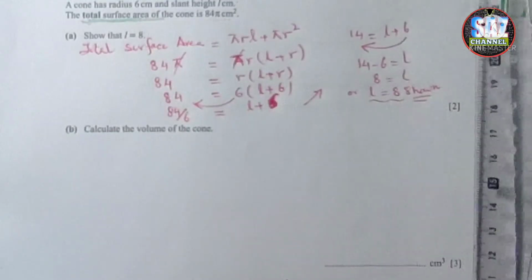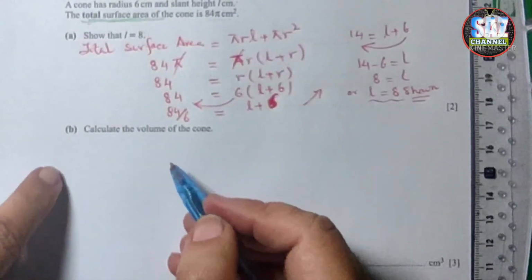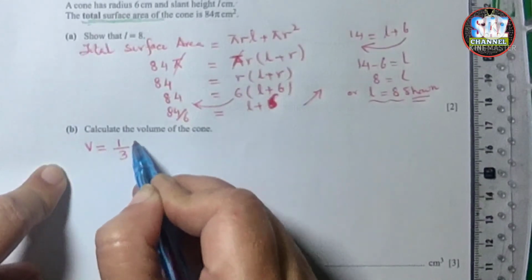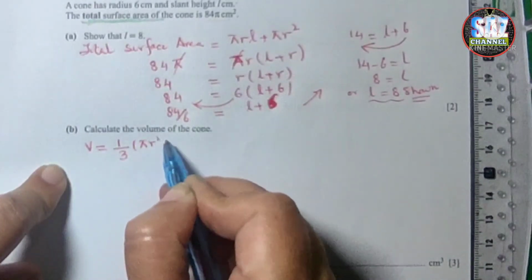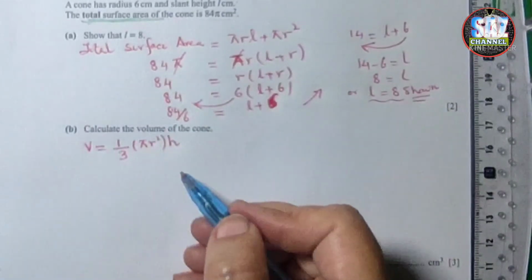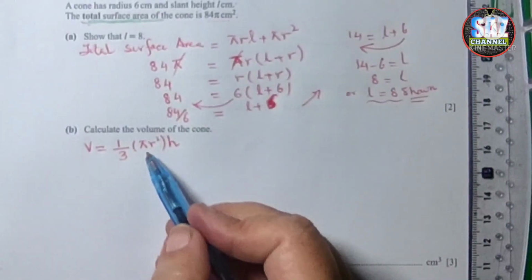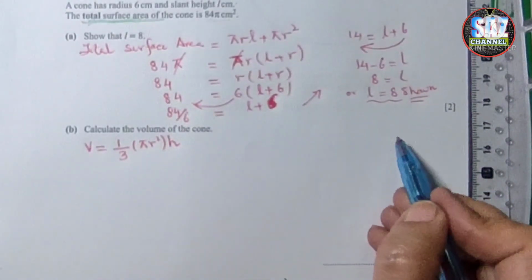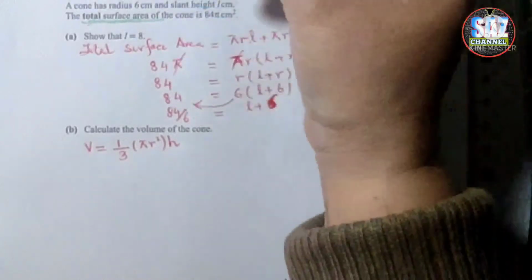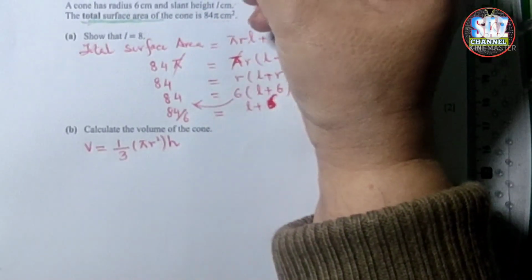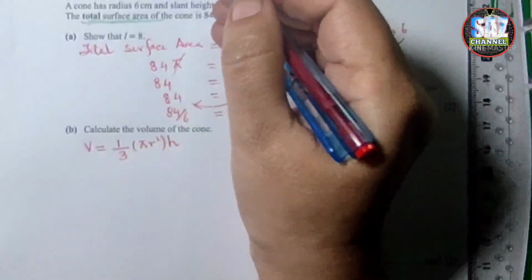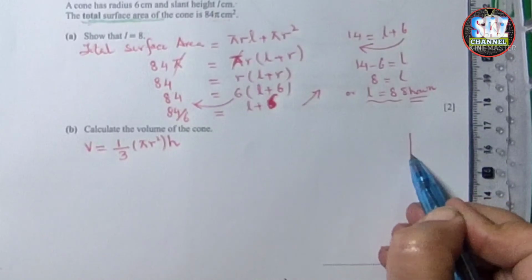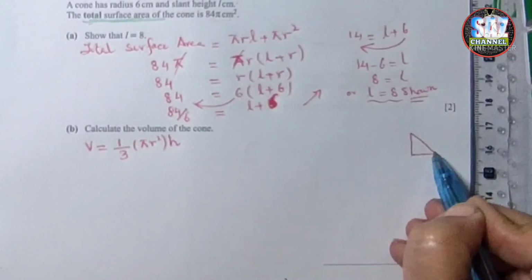The question says to calculate the volume of the cone. The formula for the volume of a cone is 1 by 3 pi r square h, where h is the height of the cone. If we look at the diagram, we have the radius but we do not have the height. In order to get the height, we can drop the perpendicular from this point to the midpoint of the base, and we get a right angle triangle. Let me sketch that triangle over here so that my students can understand that easily.